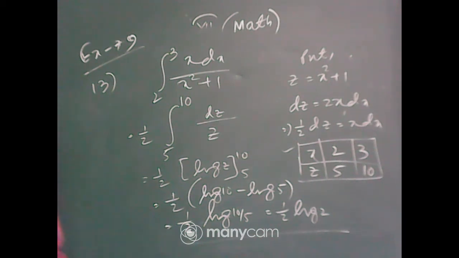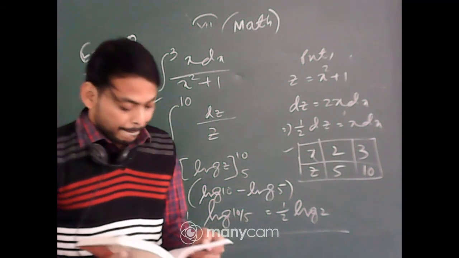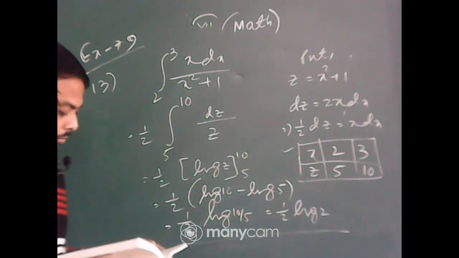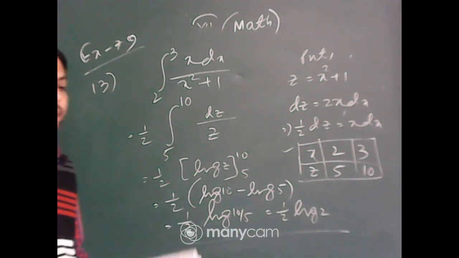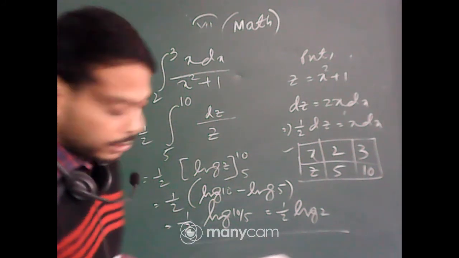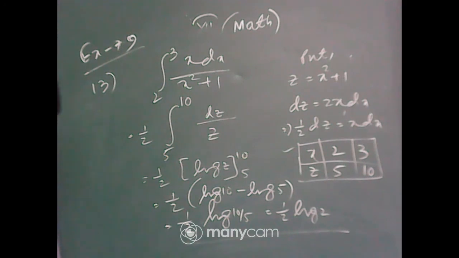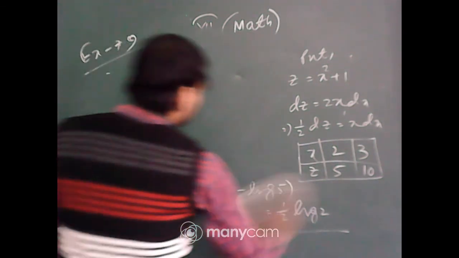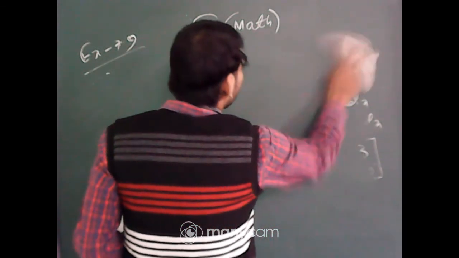Is it clear? Again, question number 14 is left for you. Similar type of problems are left for you. In the last couple of months, we have done lots of integration. So that's why similar type of problems are left for you. Try to do it at your home. So now next move on to question number 15.